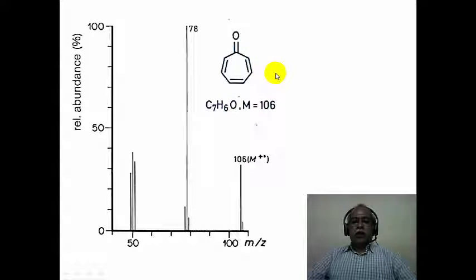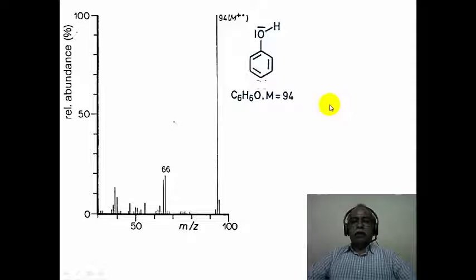This is tropone. Tropone can eliminate a molecule of carbon monoxide conveniently from the molecular ion, resulting in the formation of 78, which is the benzene cation radical. From the benzene cation radical, you can decompose to get these fragments by loss of acetylene units from the benzene unit. Phenol also undergoes a very similar fragmentation.